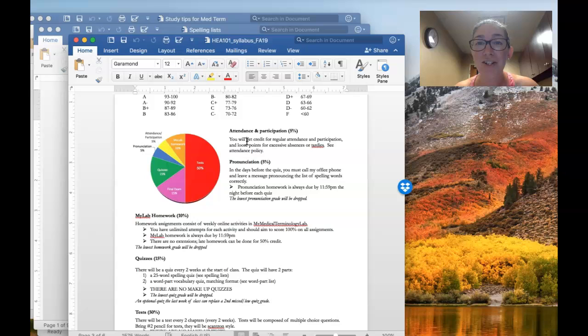Attendance and participation is actually part of your grade in this class. So you get 5 points just for coming to class, sitting, and participating. And there will oftentimes be activities that will require some participation.